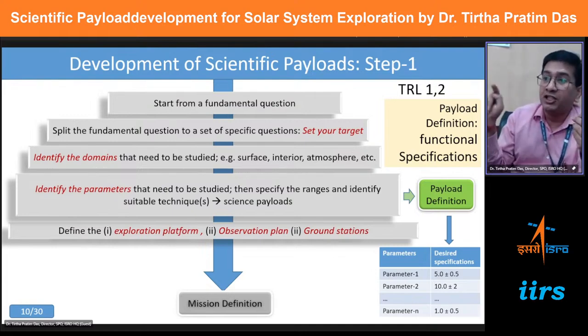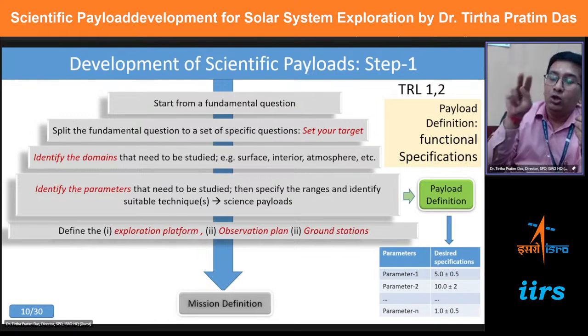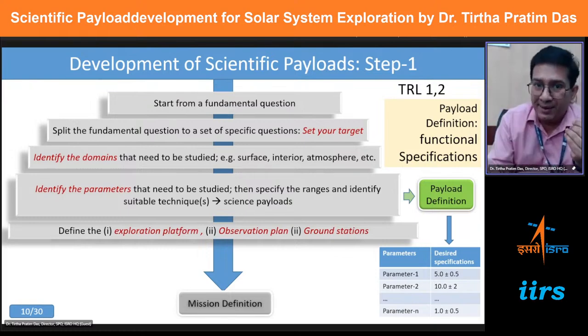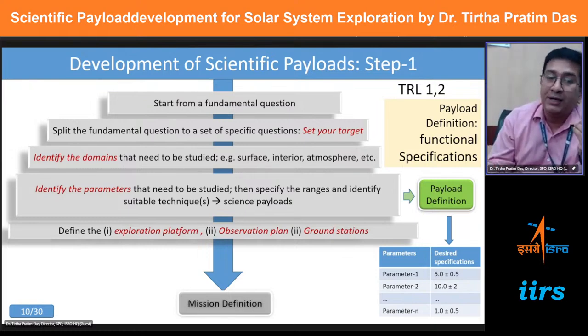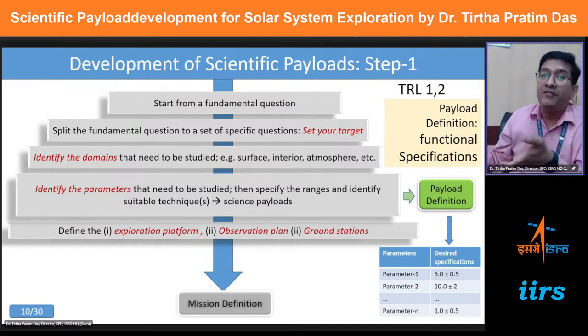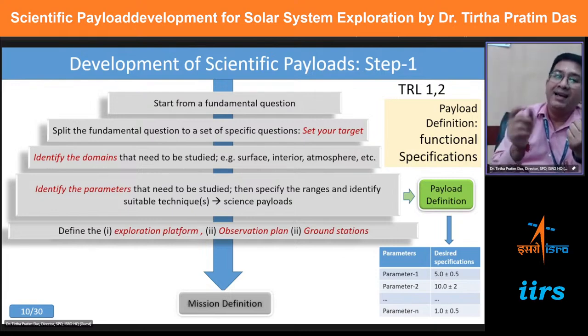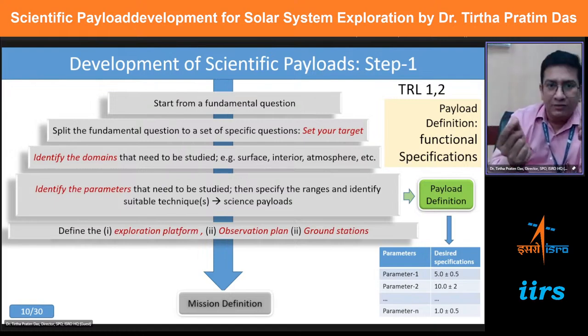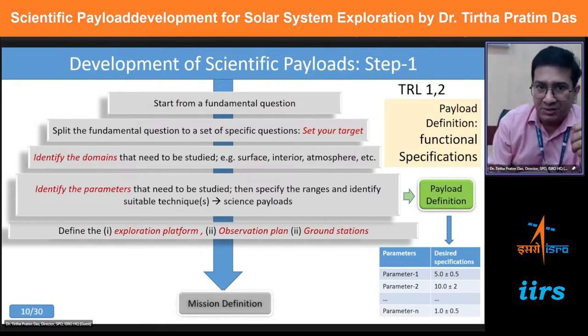Functional specifications mean those parameters which you have identified. For these parameters you have to tell from what range to what range you want to study. What should be the resolution of each parameter? Suppose I want to make a measurement from say 400 nanometer to 700 nanometer. That is my functional specification. I can say I will be able to resolve in this range of wavelengths 10 nanometer. So 10 nanometer is my resolution of the wavelength. Again, that is my specification.